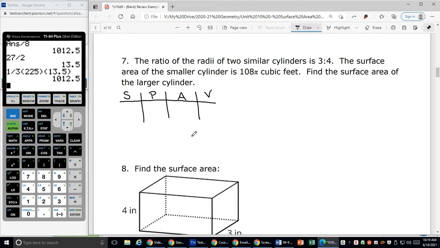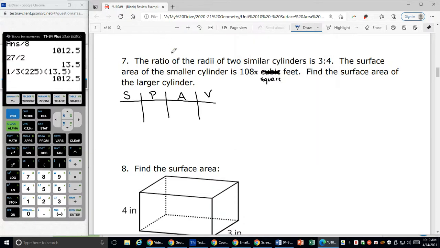The ratio of the radii of two similar cylinders is 3 to 4. The surface area of the smaller cylinder is 108 cubic feet. Oh, that should not say cubic if we're talking about area. This should say square feet. Little typo there. Find the surface area of the larger cylinder. Okay, because cubic is reserved for volume.